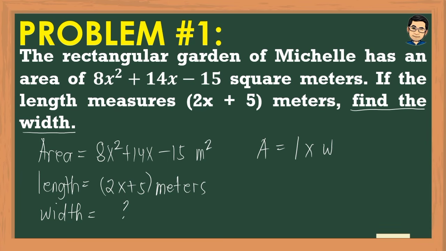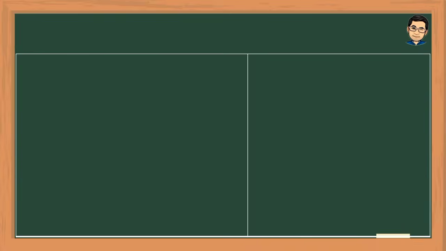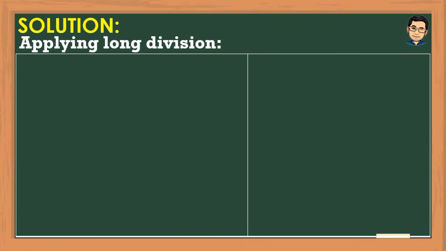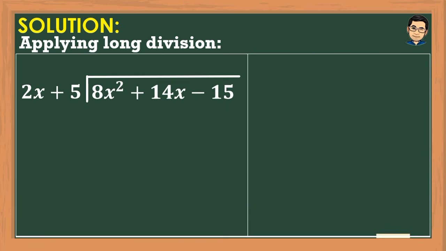So, using synthetic division o kaya naman long division method, maaari nating makuha yung isang dimension, yung width niya. So, for our solution, we will be applying long division. So, 8x squared plus 14x minus 15 ang magsisilbing dividend. And then, 2x plus 5 naman ang divisor. Bakit tayo nagdi-divide dito? It's because given po kasi yung area ng rectangular garden. So, kapag ang given po natin is length and then width, ang kailangan po nating operation is multiplication. So, para makuha yung area.